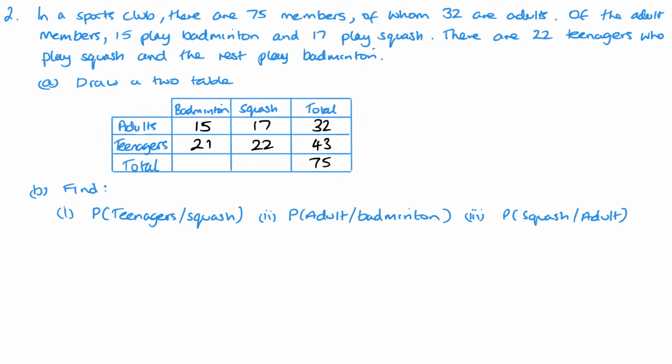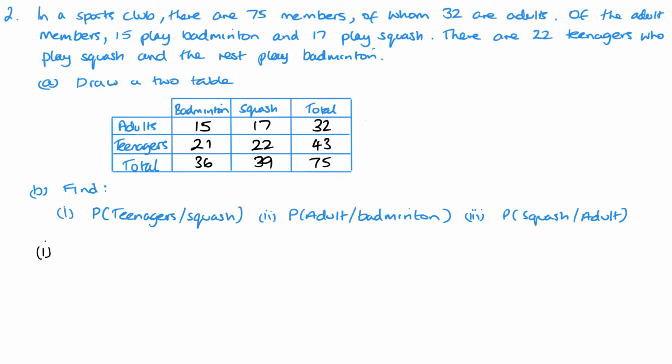And then we can work out our totals. So 21 plus 15 will give me 36. And then 17 plus 22 gives me my 39. And I always like to double check, 39 plus 36 does total my 75. So there is my two-way table done.